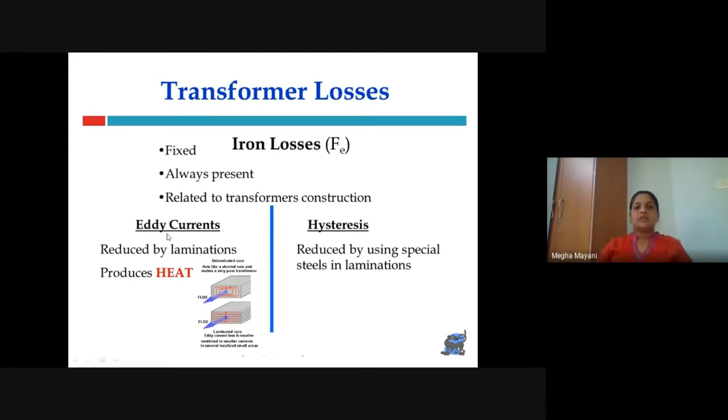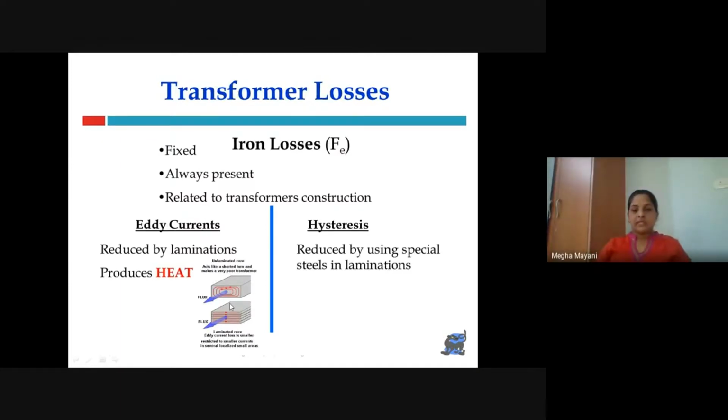Eddy current losses can be minimized, as told, by making thin laminations. And these currents do produce a lot of heat. Hence, we should keep a close watch on these eddy currents to make them as small as possible.